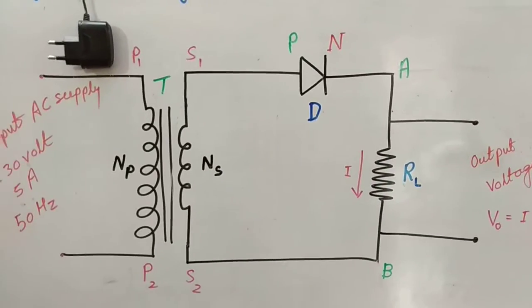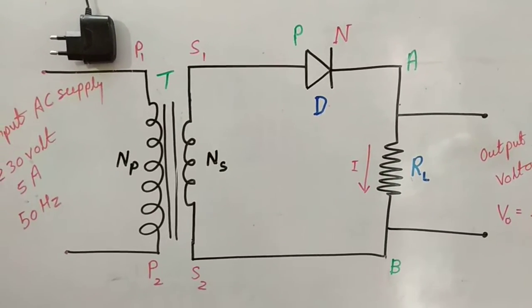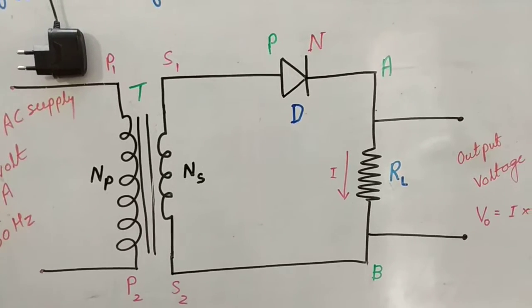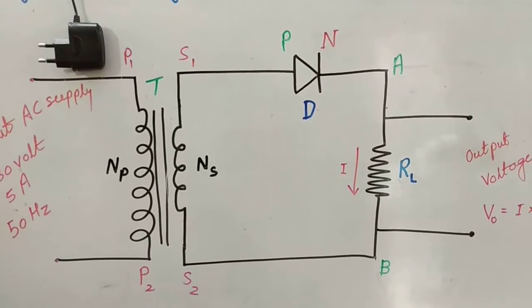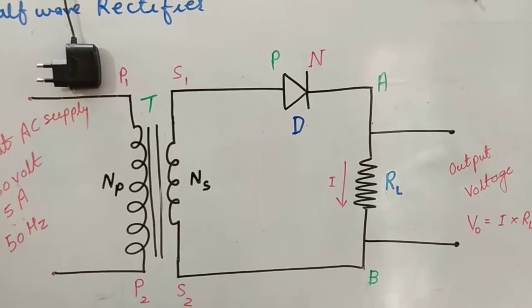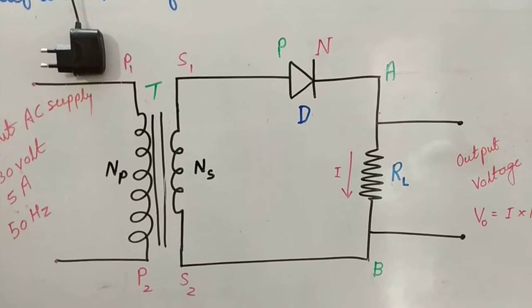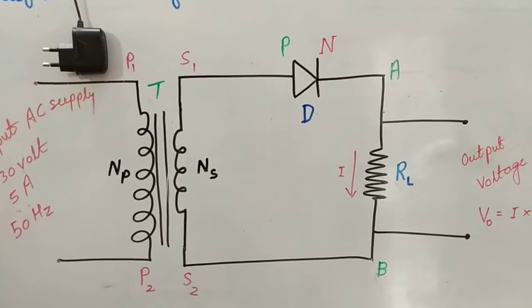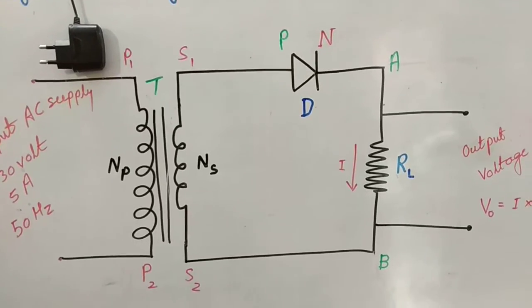is to be rectified is connected across the primary terminal of the transformer, that is P1 and P2, and one terminal of secondary S1 is connected to the P region of the PN junction diode, and another terminal S2 is connected to the N region of the PN junction diode through load resistance.